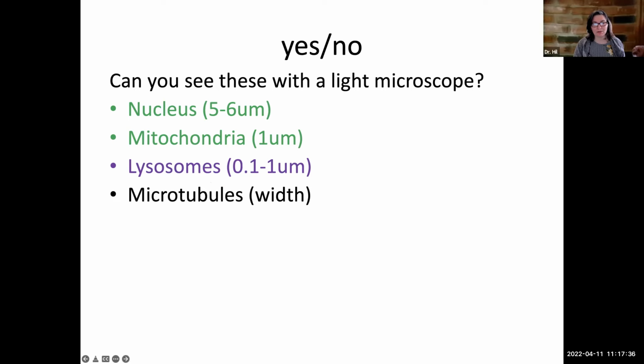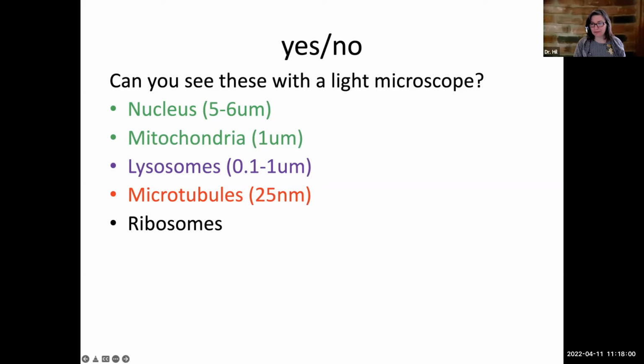All right, width of a microtubule. I asked if this would be visible with a light microscope. What do you think, yes or no, based on what you learned? More of you are saying no, that's accurate. The width of a microtubule is 25 nanometers. That's almost 10 times below the limit of resolution.